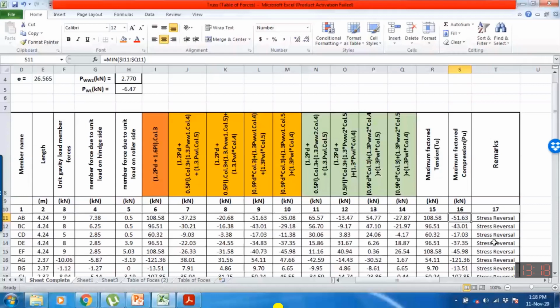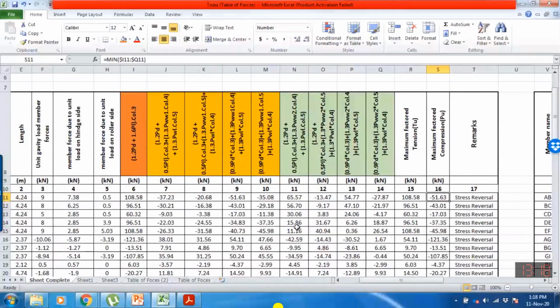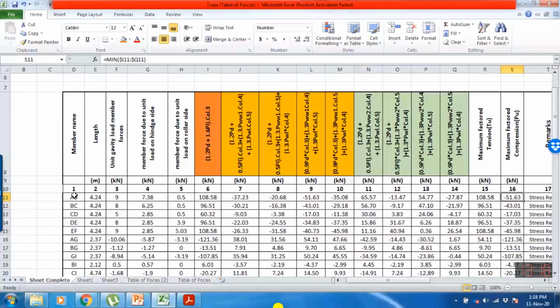After that, you can develop another table. From this table, you can copy and write down the member name, length, and PU and TU: the maximum factored tensile force and the maximum design compressive force to which the member is subjected due to any load combination.